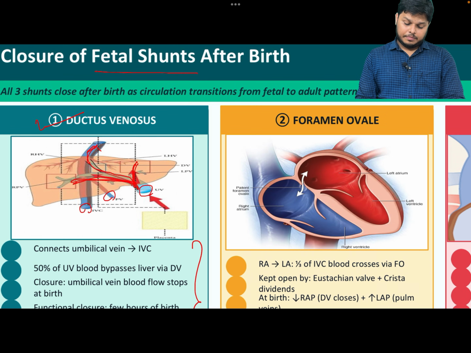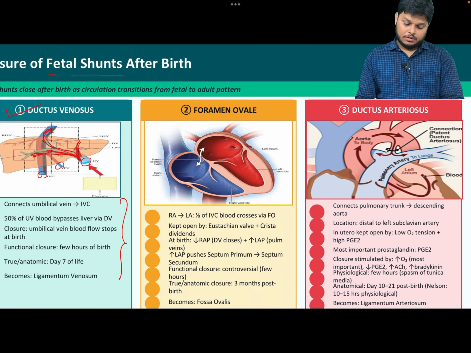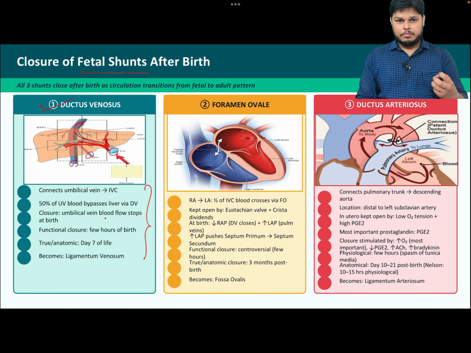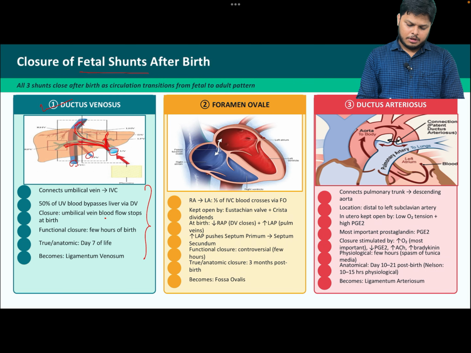The umbilical vein blood flow stops at birth. There is no need at birth. The pulmonary vasculature is open now. The baby has cried. In the lung vasculature there is vasodilation and decreased pulmonary vascular resistance. The placenta is cut off, so there is no blood flow in the umbilical vein. So the umbilical vein blood flow stops.